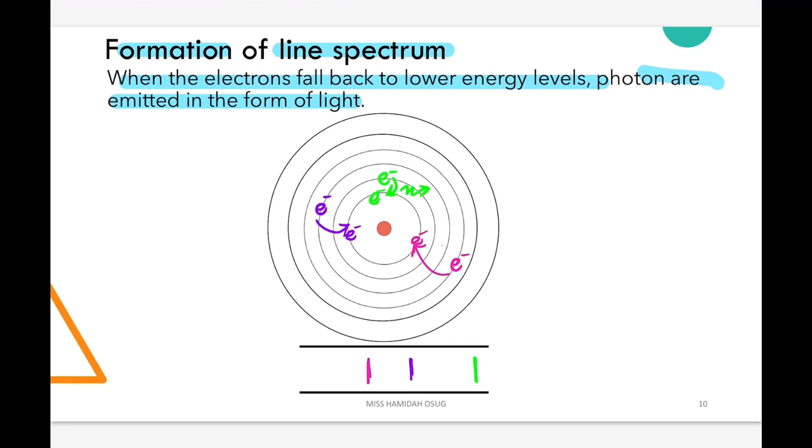Now let's take a look at another two examples on how the line spectrum is formed. Enjoy!